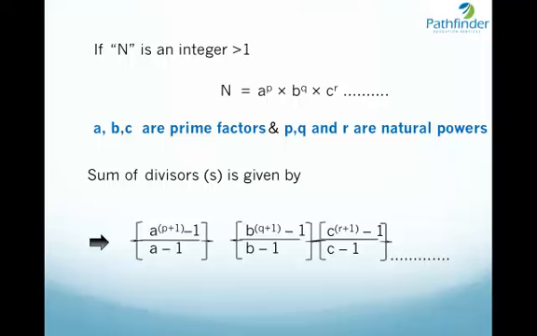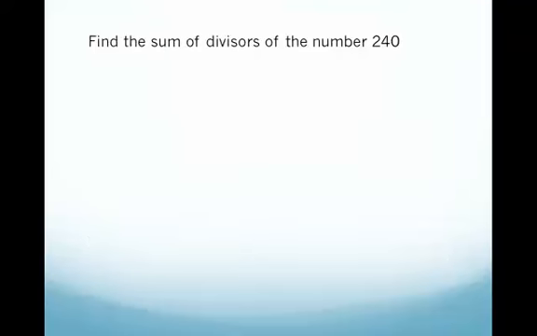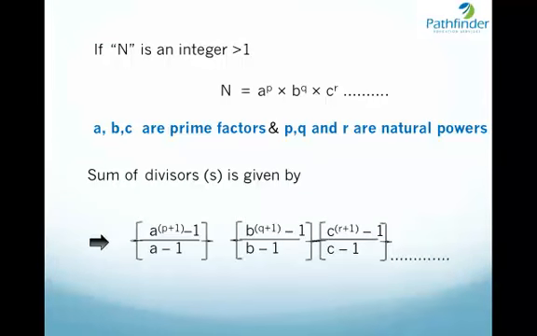You will appreciate here that the first bracket is nothing but the sum of GP from a to the power 0 to a to the power p. The second bracket is nothing but the sum of a geometric progression from b to the power 0 to b to the power q. And the third bracket is nothing but the sum of a GP from c to the power 0 to c to the power r. And this is a generalization for the sum of divisors.